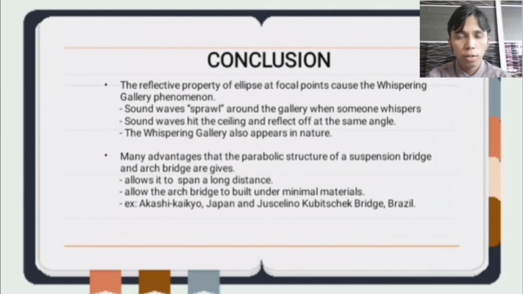In conclusion, the reflective property of the ellipse at focal points cause the whispering gallery phenomenon. Sound waves around the gallery when a person whispers, clinging to the walls. Sound waves hit the wall or ceiling and reflect off at the same angle in relation to the wall or ceiling. The whispering gallery also appears in nature, such as at South Australia's Barossa Reservoir. These sound waves found diverse applications in astronomy, non-destructive testing, sensing, and even cooling.